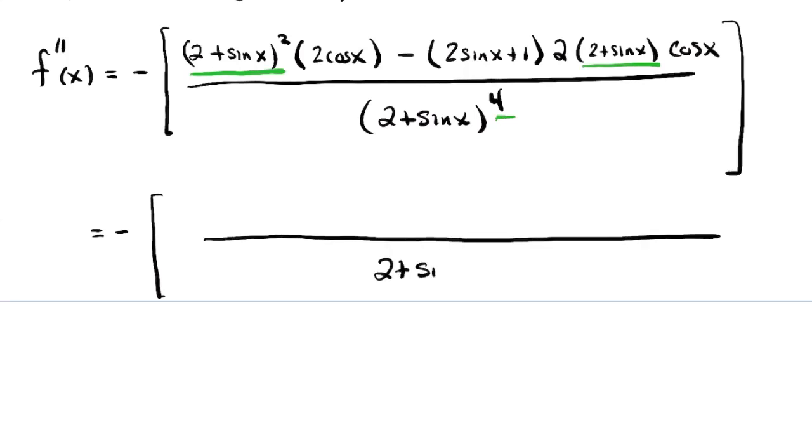So I'm going to have a 2 plus sine x cubed downstairs after I factor that stuff out and cancel it. But then upstairs, I would still have one of these factors, which I need to distribute this 2 cosine through. So I'm going to have 4 cosine x plus 2 sine x cos x. And then up here, I don't have this term that's underlined in green. I factored it out, but I do have everything else. And watch out, there's a minus sign. So I have minus 2 sine x times 2 times cos x. So that's 4 sine x cos x.